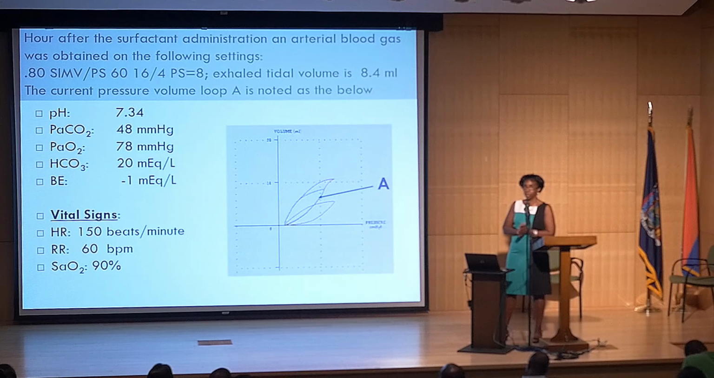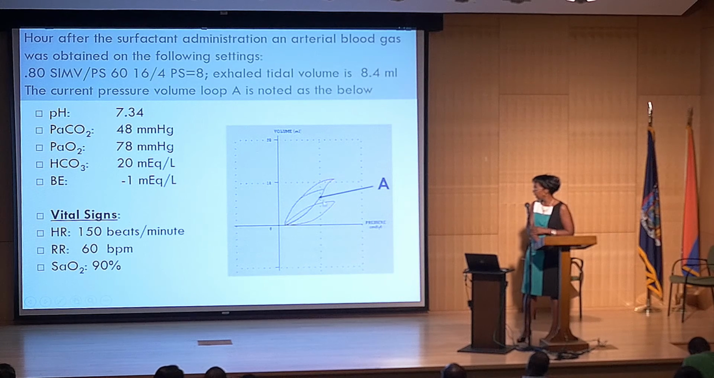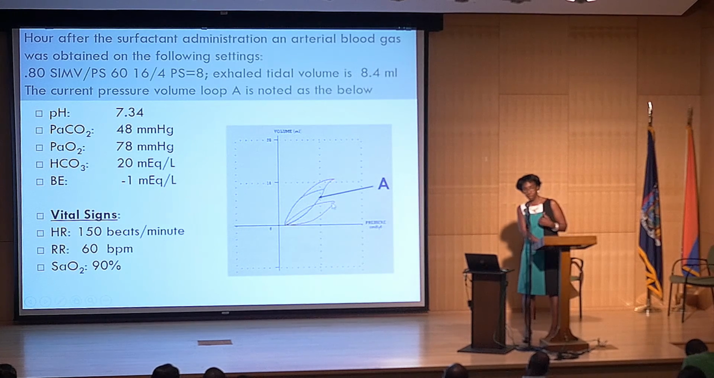So I have 3 different pressure volume loops here. Loop number A is the most recent pressure volume loop after administration of surfactant, and it's showing you that it's a good compliance here. So if you had this pressure, if this is a previous pressure volume loop here, this is showing that this is a decrease in compliance. So when it comes closer to the pressure axis, that's showing that's a decrease in compliance.